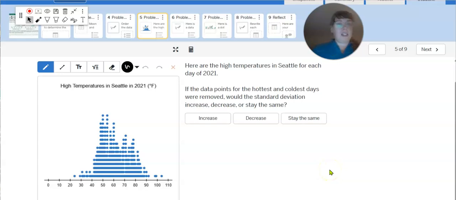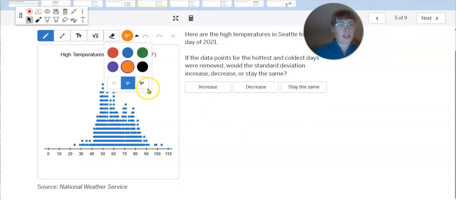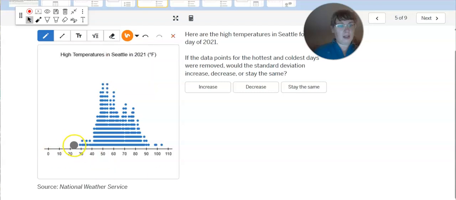Here are the high temperatures in Seattle for each day in 2021. If the data points for the hottest and the coldest day were removed, would the standard deviation increase, decrease, or stay the same? So it looks like the coldest day in Seattle is here, and the warmest day is here. They're not too far off from the rest of the days, but they are like the smallest and the biggest values.